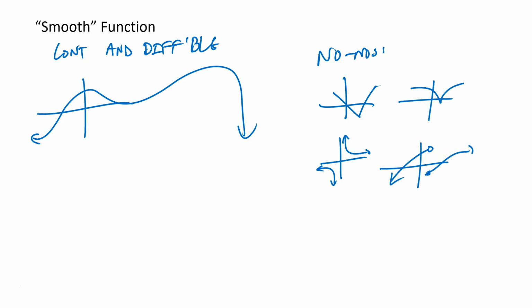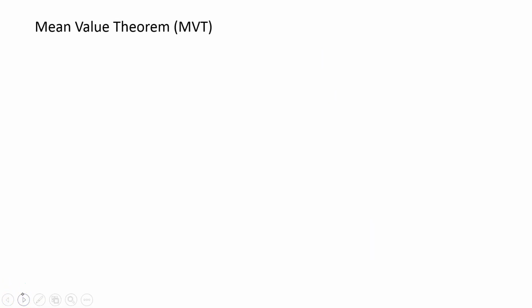I'm trying to think of other things we talked about. I guess a removable discontinuity. So if you had a hole, that would not be a smooth function. So smooth just means you are continuous and differentiable. So that's our definition of a smooth function. All right, so let's see what the mean value theorem is. There's kind of this famous drawing of the mean value theorem, and we'll talk it through, and then we'll write out exactly what the mean value theorem says.